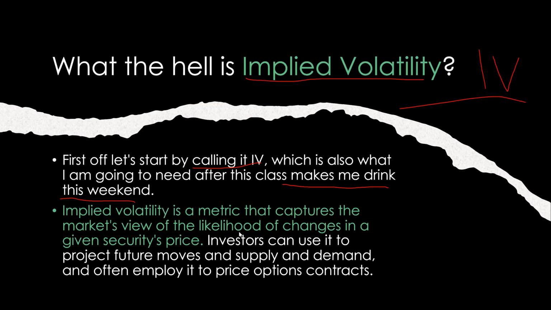IV is a metric that captures the market's view of the likelihood of changes in a given security's price. Investors can use it to project future moves and supply and demand, and often employ it to price options contracts.